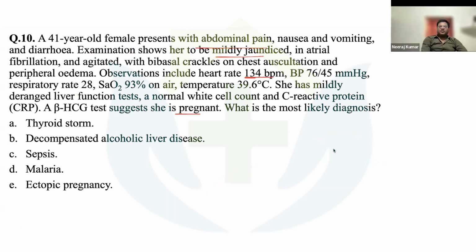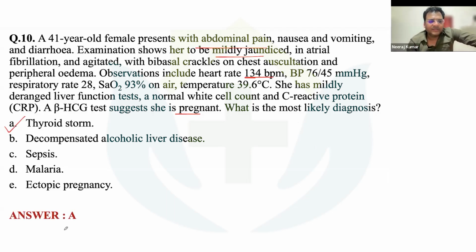Beta HCG. So you are going with ectopic. Why? Decompensated alcoholic liver disease. Okay. Anyone more? Beta HCG. Ectopic. Anyone? Thyroid storm. Good. I think you marked it right. So the answer is thyroid storm.